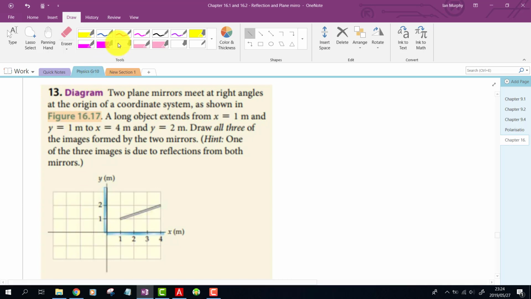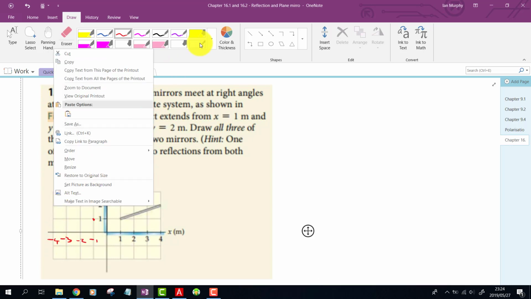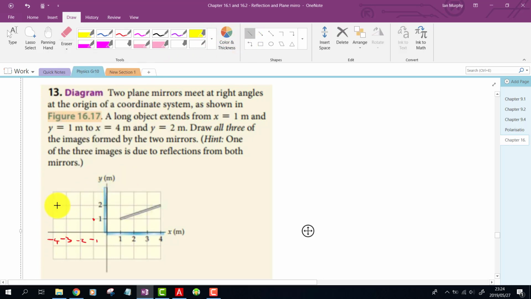Let's make a dot. Okay, dot. Then we can see it ends at 4, 2. So here we have 2. This would have been negative 1, negative 2, negative 3, negative 4. So negative 4 and 2. That's my second dot. And then the line is supposed to go through that point. Okay, there we go. So that's the first reflection.